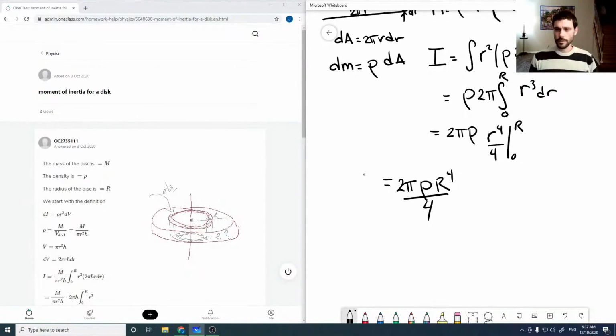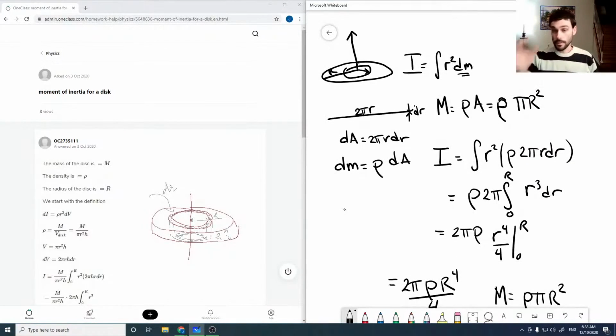And so we can cancel this 2, but we can also notice that we just defined our mass as rho pi R squared. And so that's in here. So we can take out the pi, the rho, and R squared to give us M R squared over 2. And so there's our moment of inertia for an axis which passes through the center of the disk and is perpendicular to the disk.